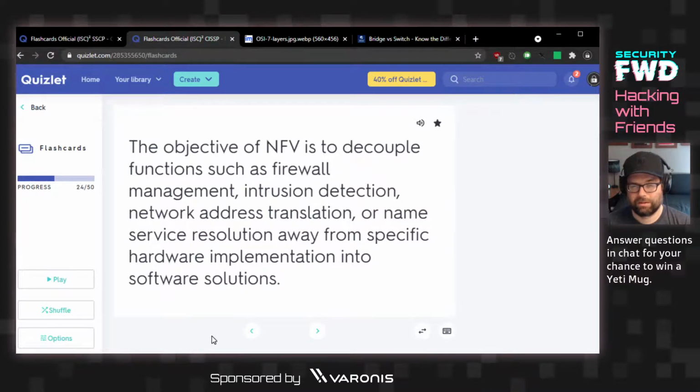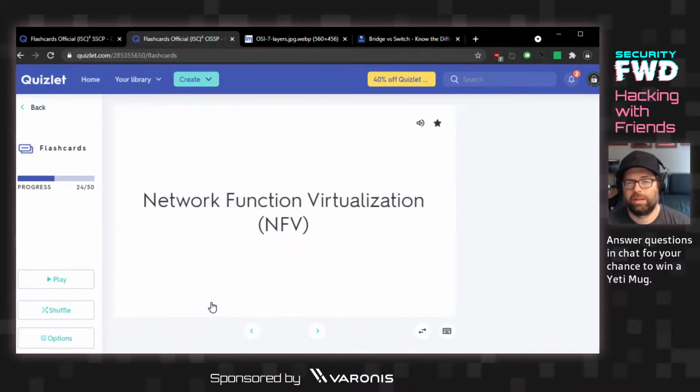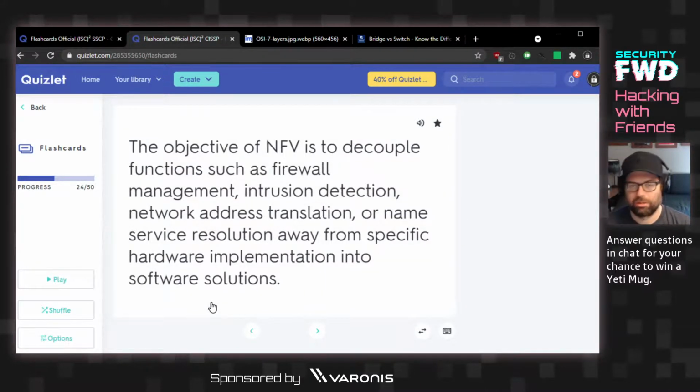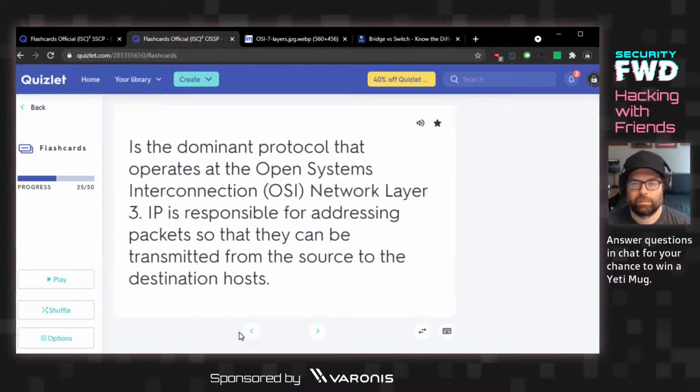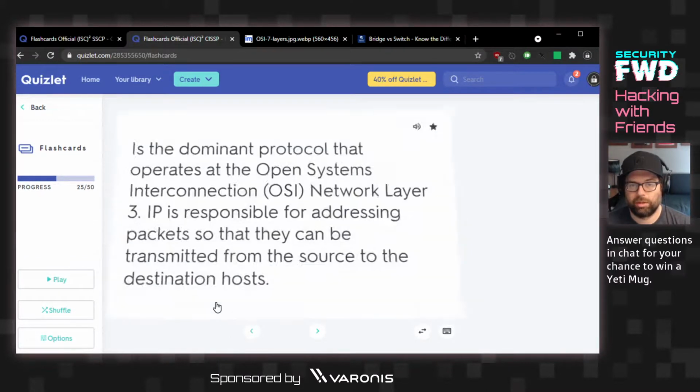NFV? Software-defined routing, but network function virtualization. Okay. IP is the dominant protocol that operates at the OSI interconnection, network level 3. All right, that's what we're talking about. IP is responsible for addressing packets so that they can be transmitted from the source to the destination host. All right, 3 is IP.